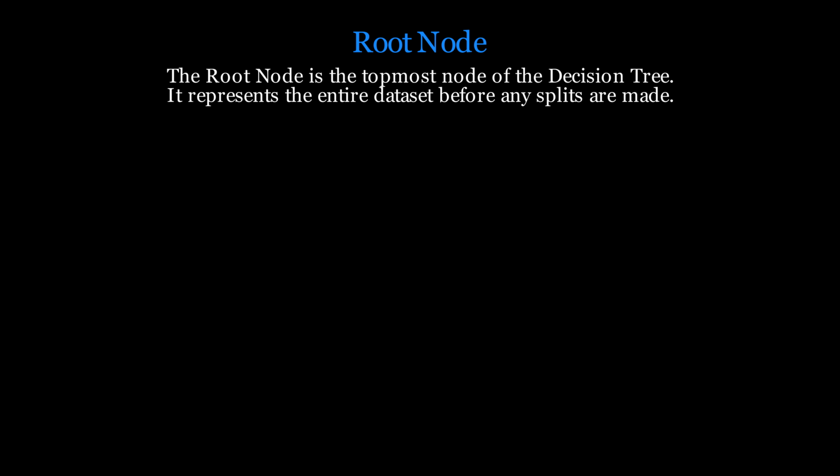Root node. The root node is the topmost node of the decision tree. It represents the entire dataset before any splits are made.